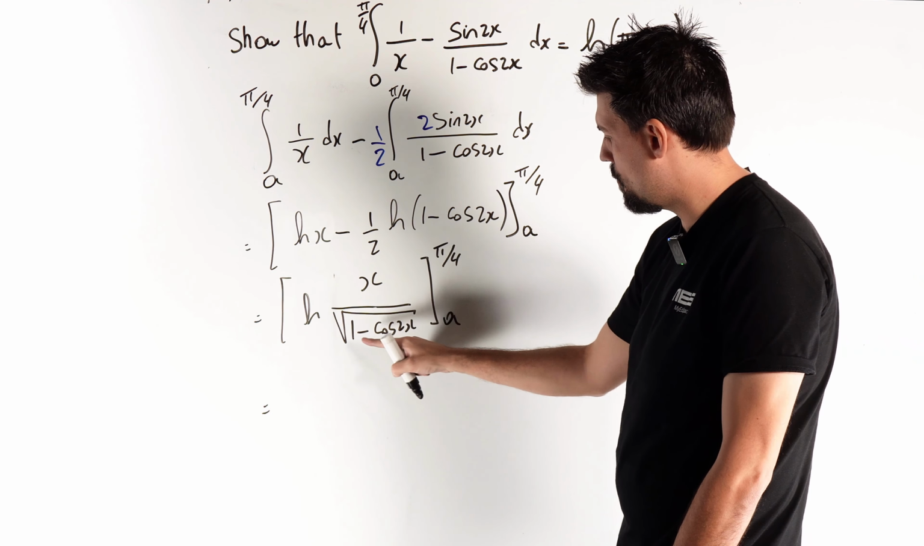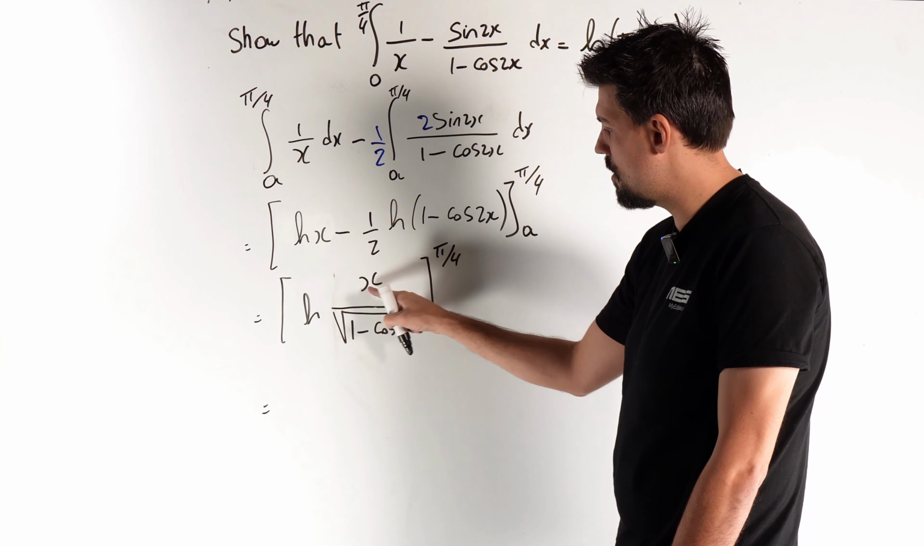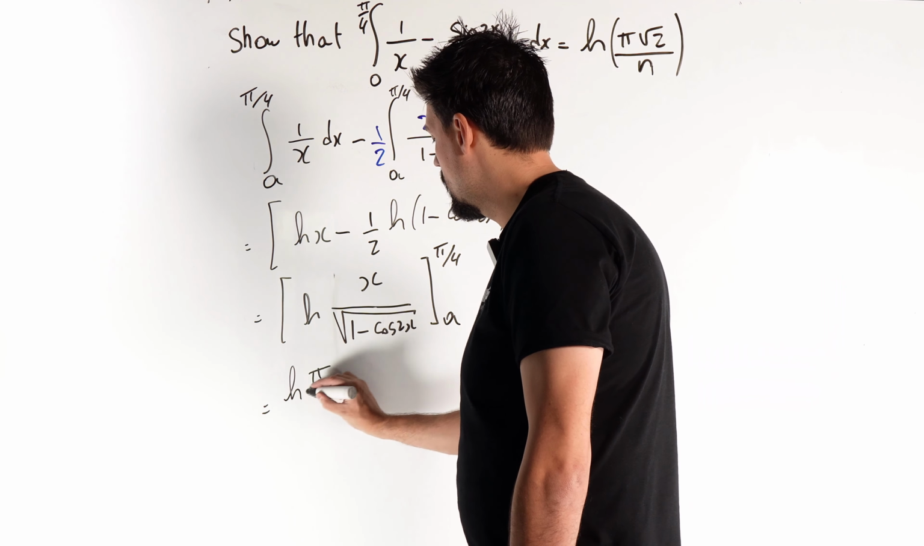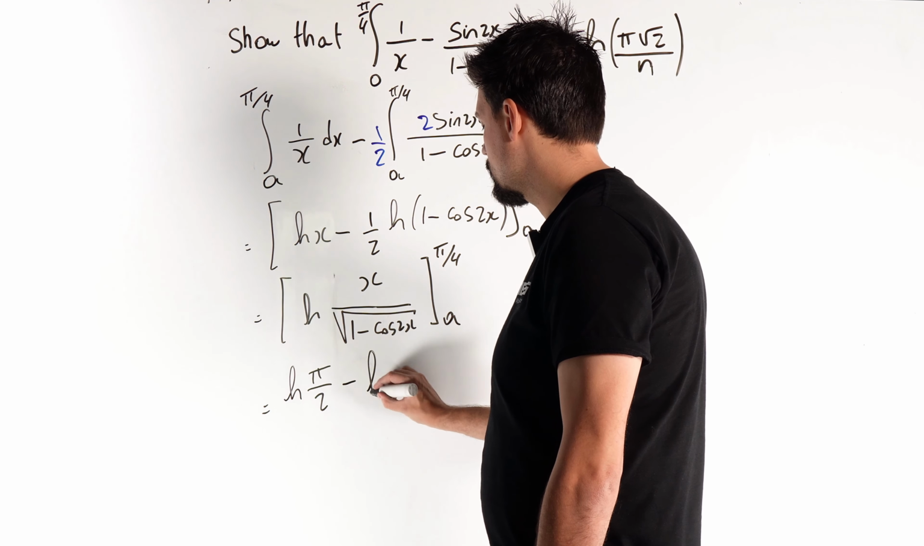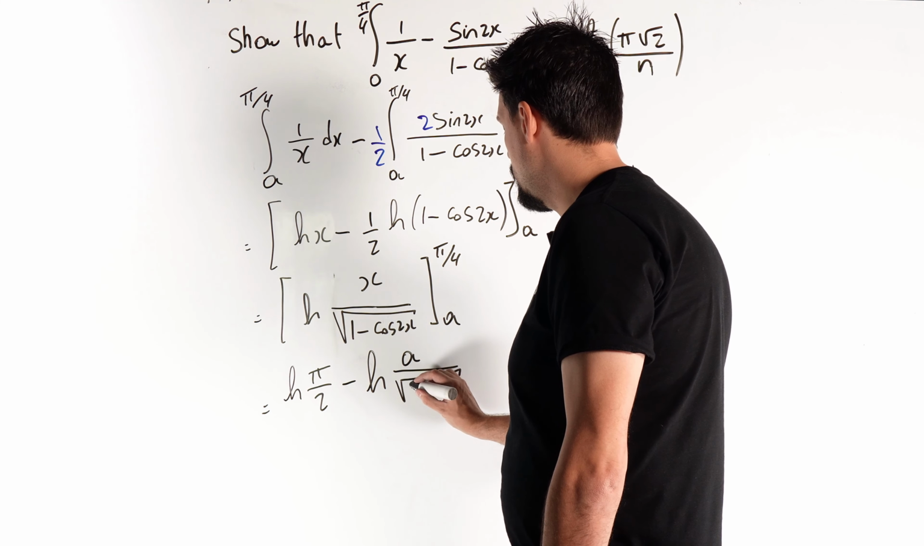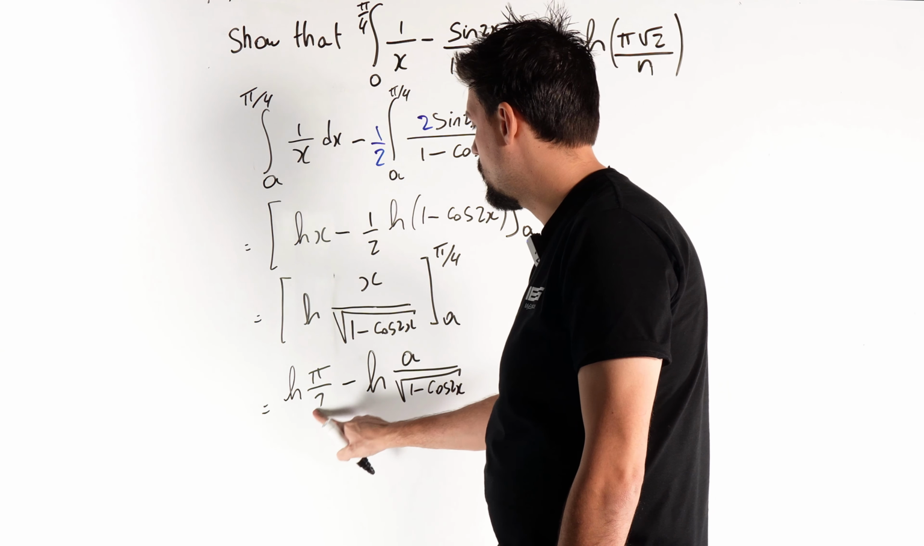Pi over 4 on top. What's cos of 2 pi over 4? Cos of pi over 2 is 0, so we end up with root 1. So that is just ln pi over 4 minus ln of a over square root 1 minus cos 2a.